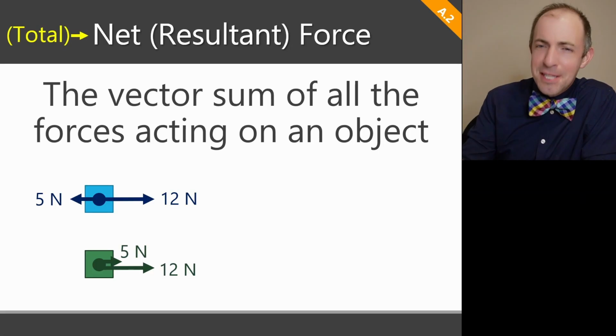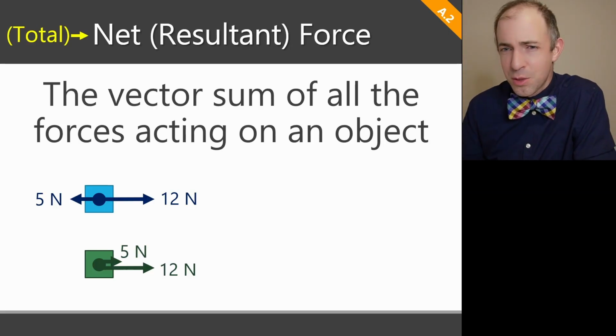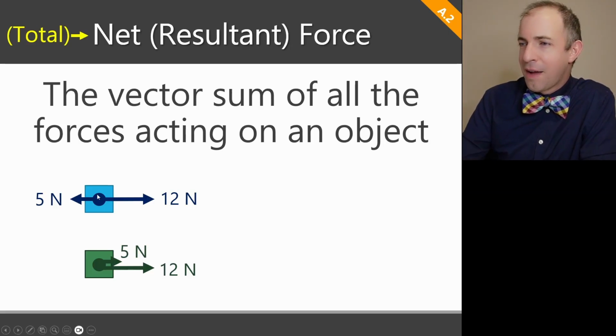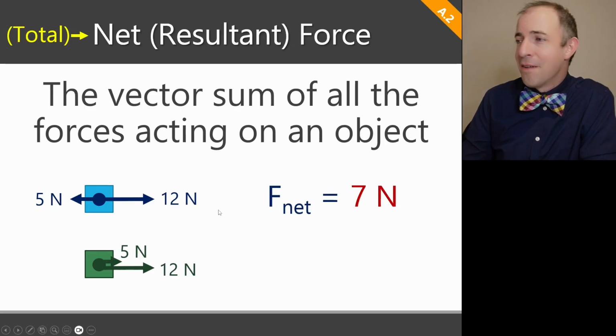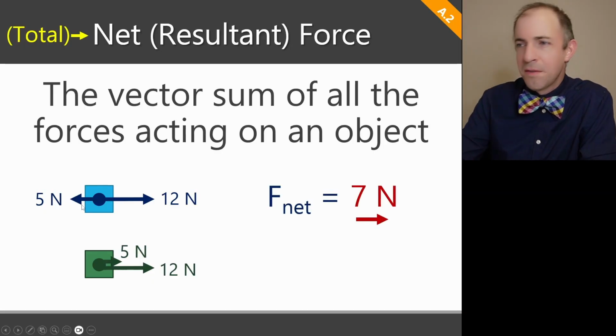Now, it's not as simple as just saying 5 plus 12. You have to look at the direction. So if I've got 5 going to the left and 12 going to the right, it's going to give me a net force of 7 newtons to the right. The 12 is larger than the 5.